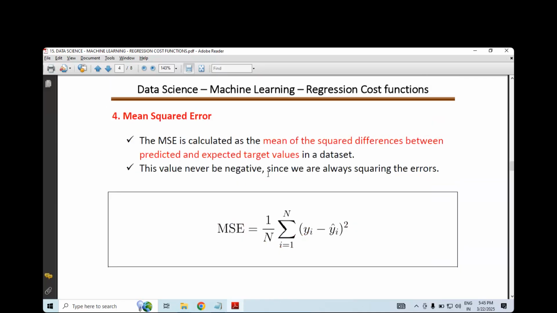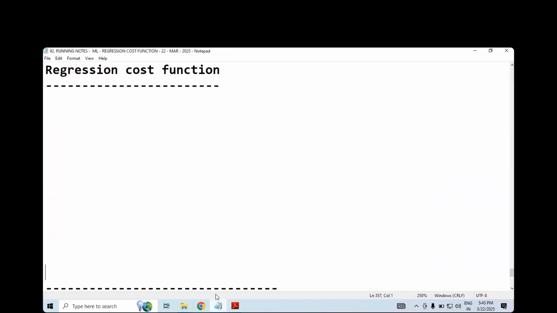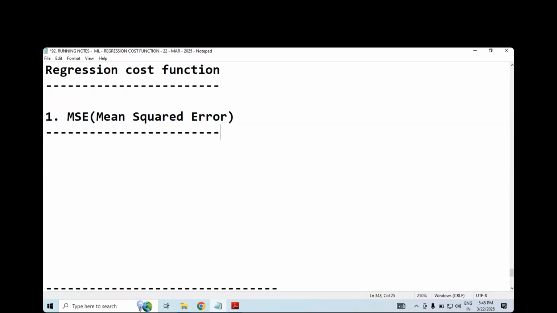Mean squared error. These are the regression cost functions you have to remember. The first one is MSE. What do you mean by MSE? Mean squared error.